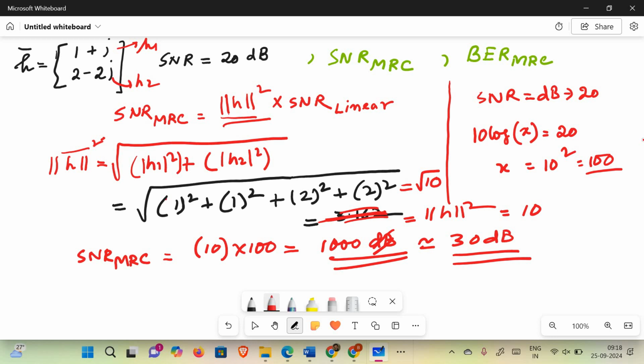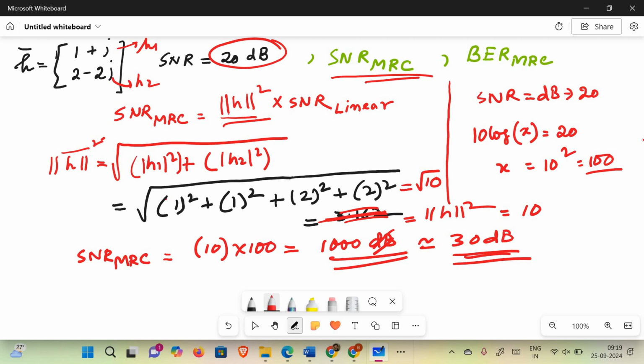That's why I have written dB and crossed it, just to make you understand that the answer you are getting is in the linear scale. Because this is where you will make the mistake. I know that even if I tell you, you will make the mistake. So the answer is in linear scale. Don't write it in dB. Convert that to dB again using 10 log of the whole value and you will get 30 dB. So for SNR MRC with this particular scenario, we are getting an improvement from 20 dB to 30 dB.